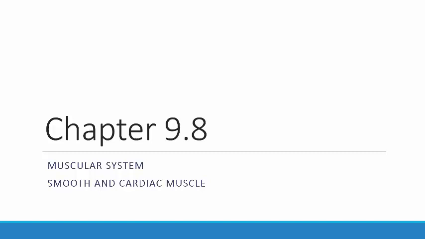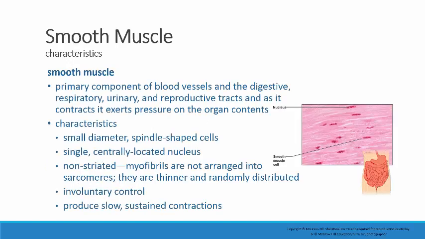So in this lecture, and this is the last one that I'm going to make for this section, the last PowerPoint presentation kind of speaks for itself. We will be looking at the other two types of muscle that are found in the body, smooth muscle and cardiac muscle.